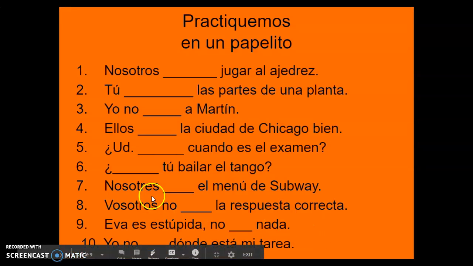You'll note here I'm using the gender neutral form of nosotros. It is still not official, but it is starting to be used in some Latin American countries, as well as the pronoun ella for gender neutral third person singular, and ellas for gender neutral third person plural. So take a moment, press pause, and then we'll look at the answers.